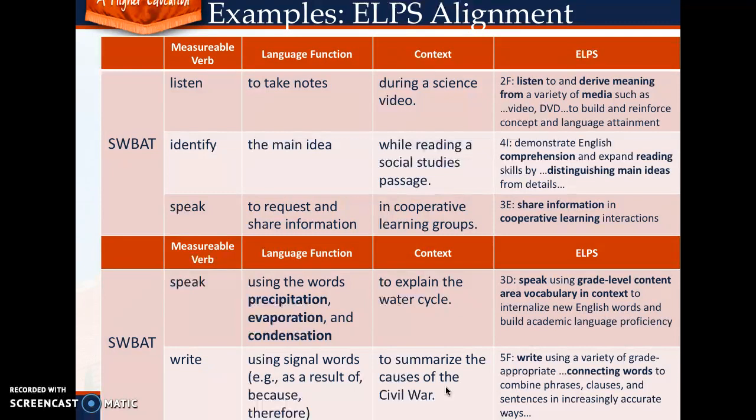Okay, so how can I apply that? Well, I can apply that with the structure function language objective. And so I come up with: speak using the words precipitation, evaporation, and condensation, specific vocabulary, to explain the water cycle. So not only are you assessing if students just know the steps or the stages and can explain the water cycle, you're assessing, are they using those specific words correctly?